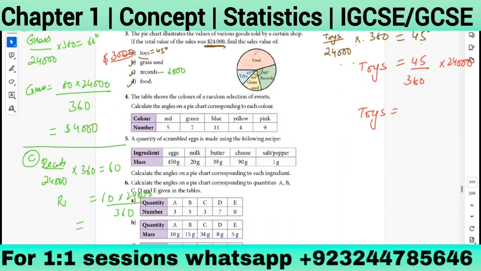Okay. The last one is food. So first of all, we need to find out how much food is there. What did you find out for food? The final answer? Did you just calculate it for food? We'll add them and subtract it from 360, so we'll get 165. So we'll divide 165 by 360 into 24,000. What did you get for food?